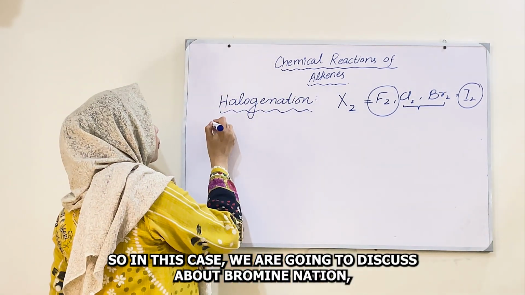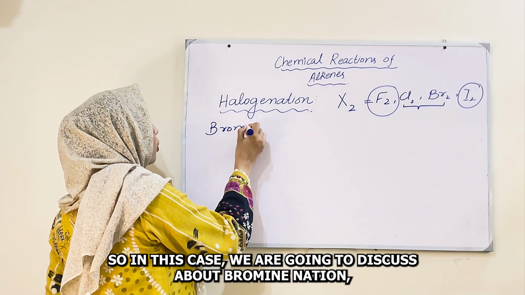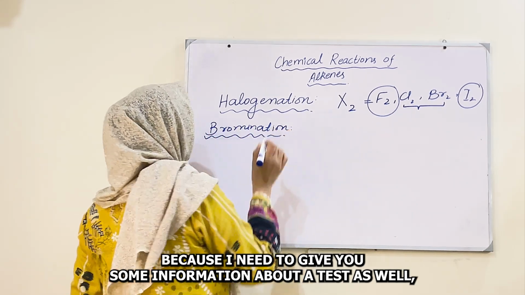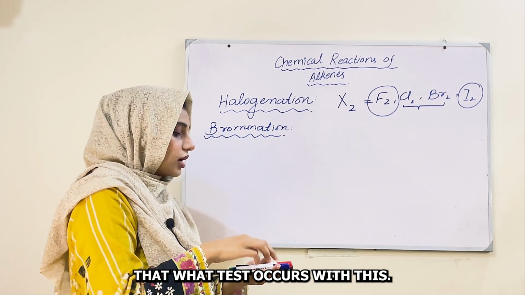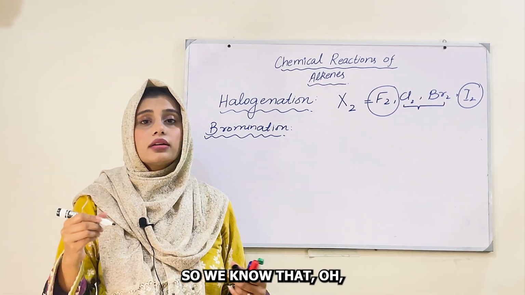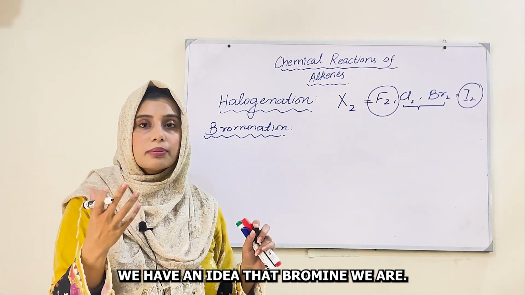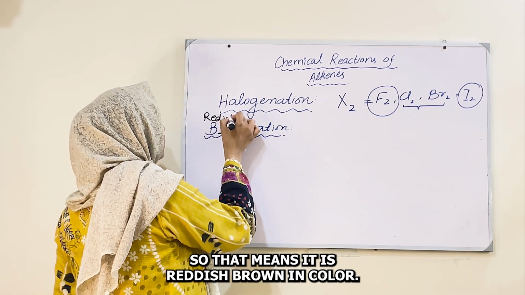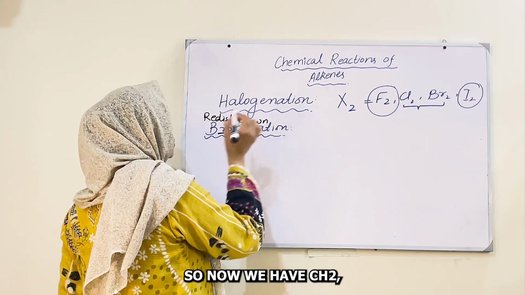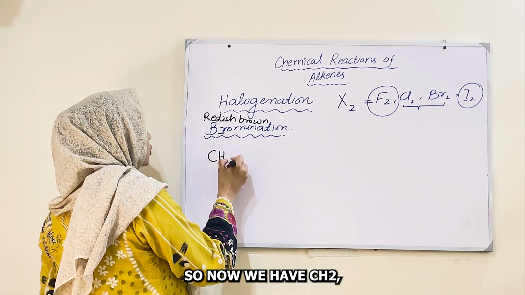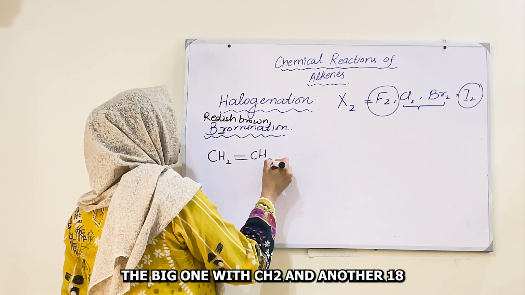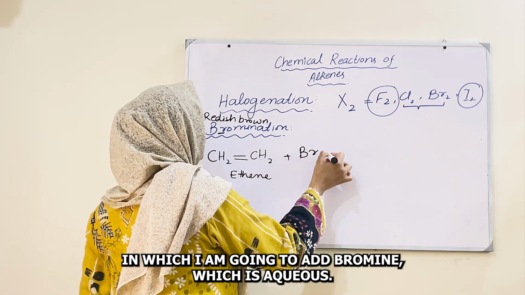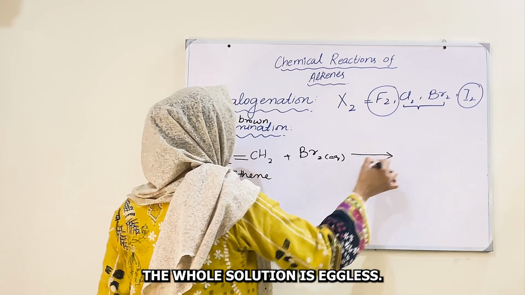So in this case, we are going to discuss bromination, because I need to give you some information about a test as well, that what test occurs with this. We know that bromine, Br, is reddish brown in color. Now we have CH2 double bond with CH2, ethene, in which I am going to add bromine, which is aqueous. The whole solution is aqueous.